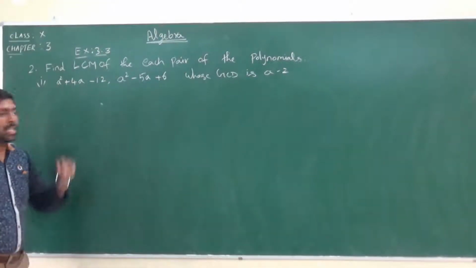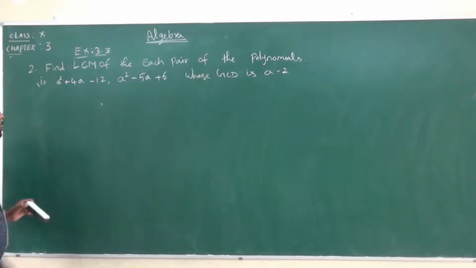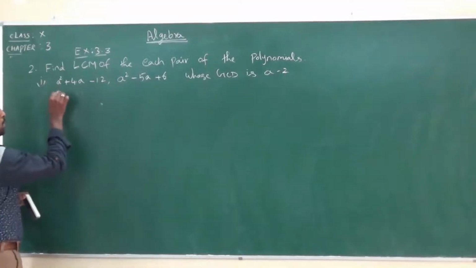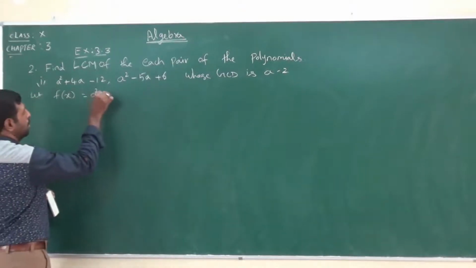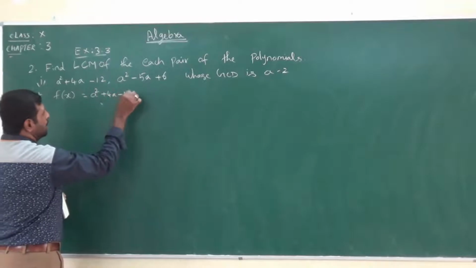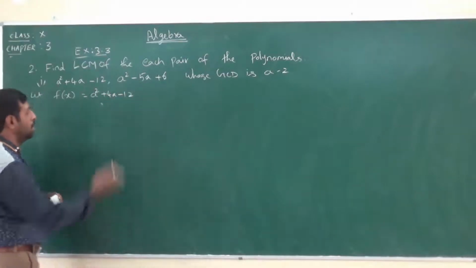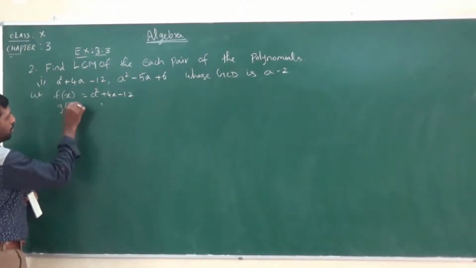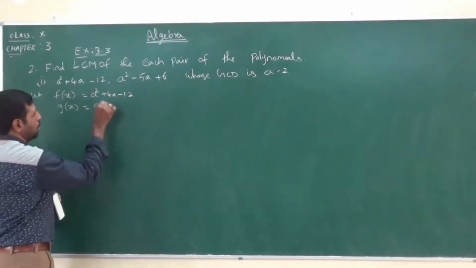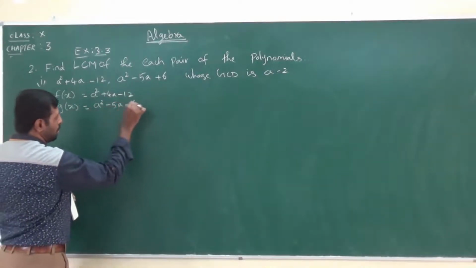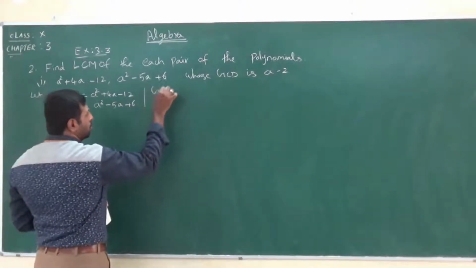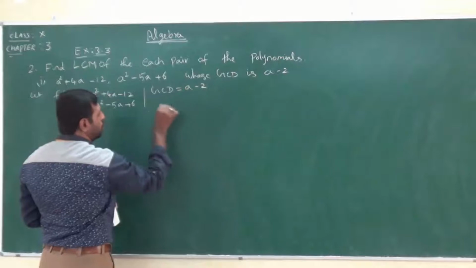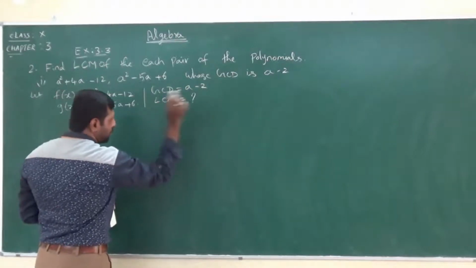Now, let me take the first polynomial as f of x, or p of x, whatever it be. Let f of x is equal to a square plus 4a minus 12. And then the second polynomial, take it as g of x. g of x is equal to a square minus 5a plus 6. And whose GCD is given as a minus 2. We want to find the LCM.